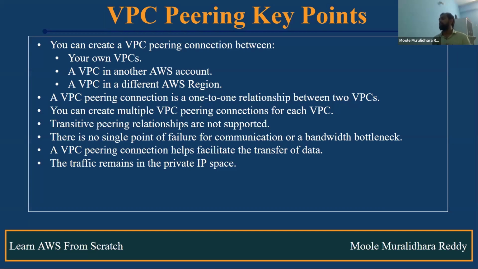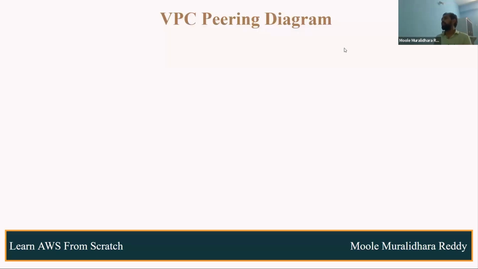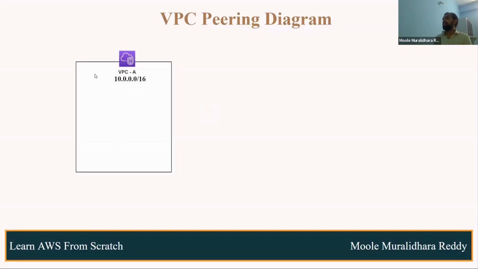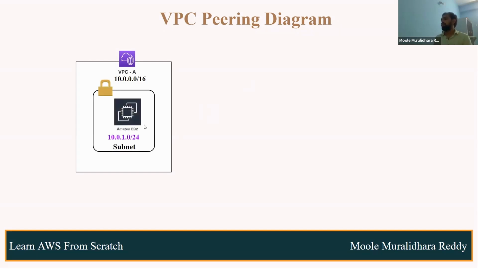It will transfer the data through private IP only. Okay, this is one of the advantages. And one more thing, we can see the diagram so that you will get some idea. For example, you have a VPC A with a 10 series range, and here you have one subnet. You have created one EC2 instance inside that particular subnet.